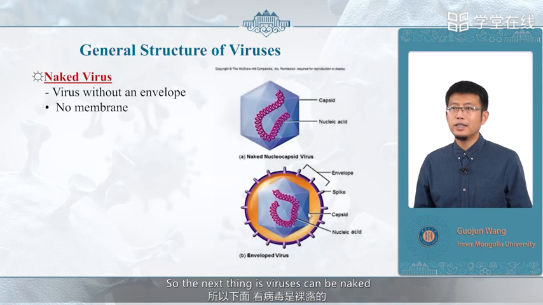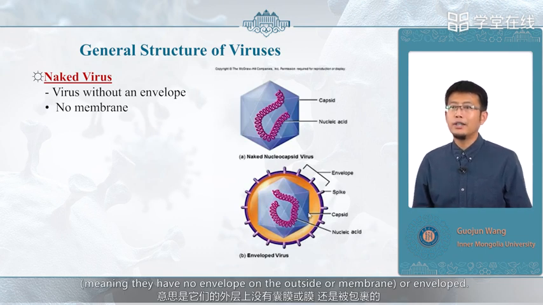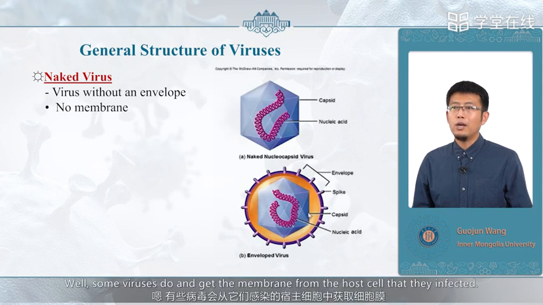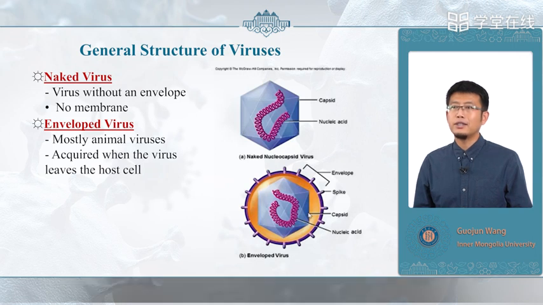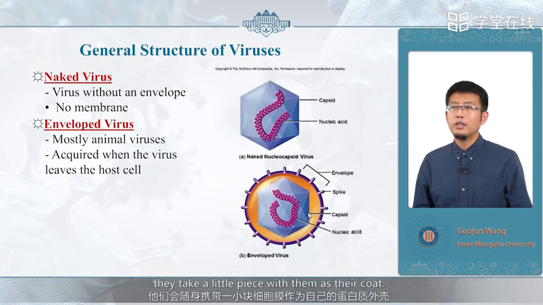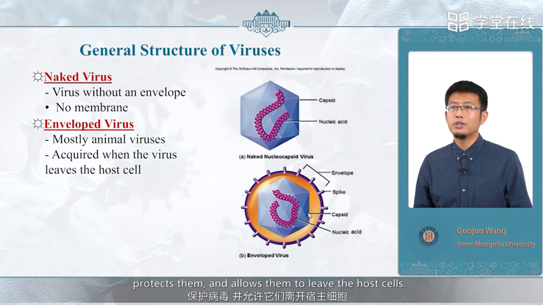So the next thing, viruses can be naked, meaning they have no envelope or membrane on the outside, or enveloped. Some viruses do have one and get the membrane from the host cell that they infected. When they leave the host, they take a little piece with them as their coat. We call this an envelope that seals the virus in, protects it, and allows it to leave the host cell.